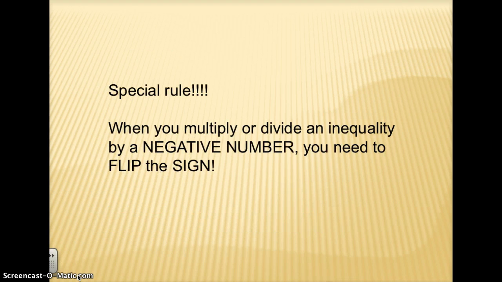Special rule, this is the one brand new thing today. When you multiply or divide an inequality by a negative number, you need to flip the sign. This is only for multiplying and dividing. Here's an example of what that would look like. Negative 9 times b is less than or equal to 45. So to solve for b, we have to divide both sides by negative 9. Notice what happened to the arrow. It changed directions. A negative changes the direction it needs to go.